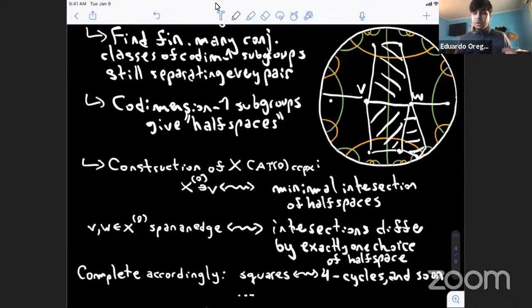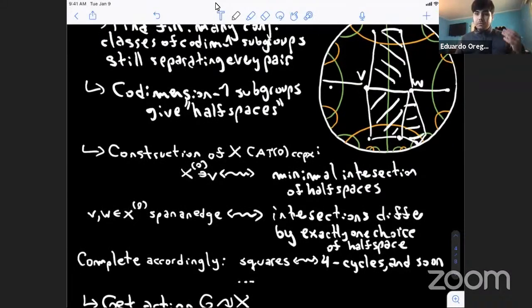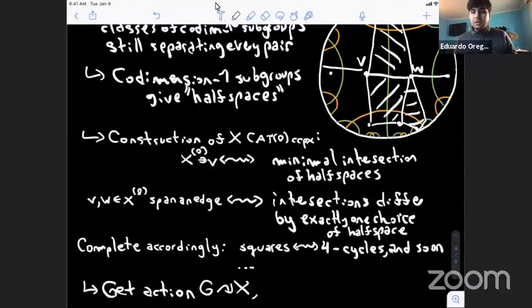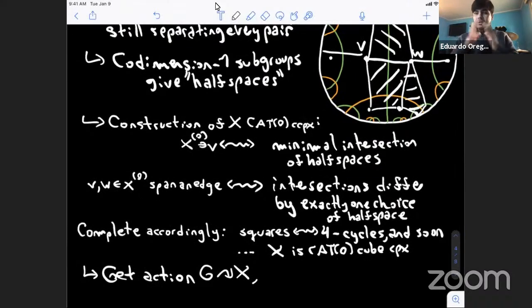The point of this is that by the magic of codimension one subgroups, if we do this carefully, Sageev's construction always gives us CAT(0) cube complexes. This is not that surprising as long as we can fill with cubes, because we need the two-skeleton to be simply connected, and as long as it's simply connected, then by attaching higher dimensional cubes we get something that is CAT(0).